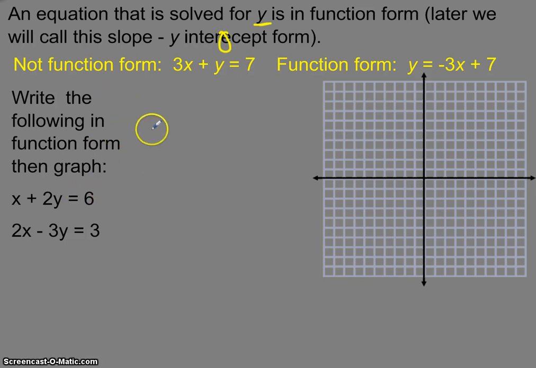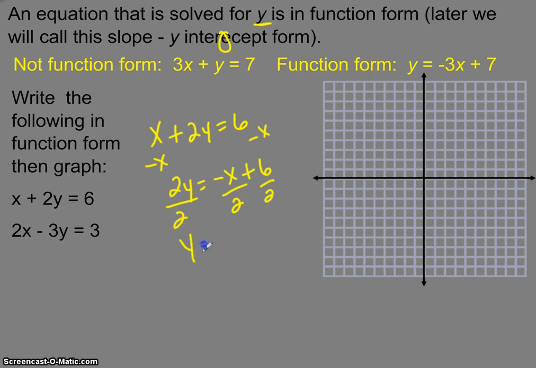So what we want to do is transform these into function form. Okay, so to do that, I have to solve for y. I need to get rid of everything else. So here, I just subtract x from each side. That gives me 2y is equal to -x plus 6. I like to have the x first when I'm doing this. Divide by 2. Divide everything by 2 when you do this. You get y is equal to -1/2 x plus 3. This is function form, or y-intercept form of this.